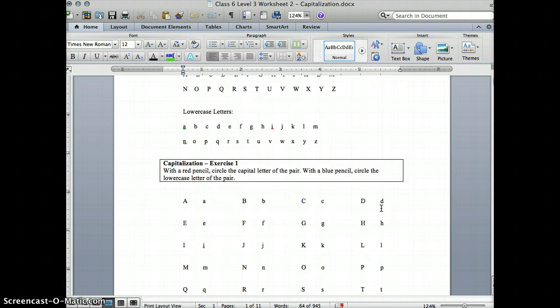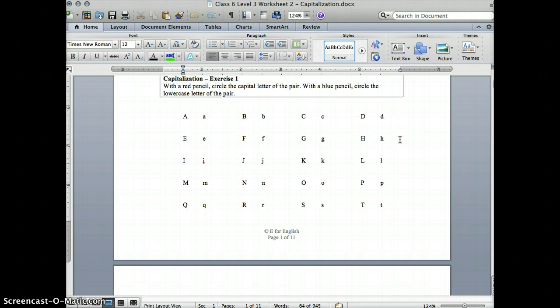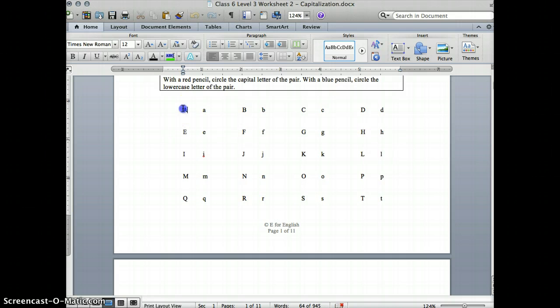Okay, so let's try capitalization exercise 1. I'm not going to spend too much time doing this exercise because it's pretty self-explanatory. So with the red pencil, you have to circle the capital letter of the pair, and then with a blue pencil, you're going to circle the lowercase letter. I'm not going to circle them, I'm going to highlight them. But in these pairs of letters, you can see that the first one is the bigger one, and that is the capital letter. So I'm going to go ahead and just do this for the top row because I think you guys can do the rest on your own.